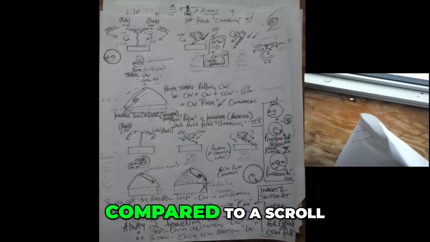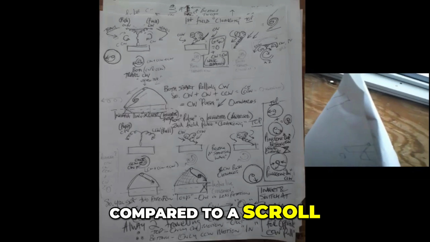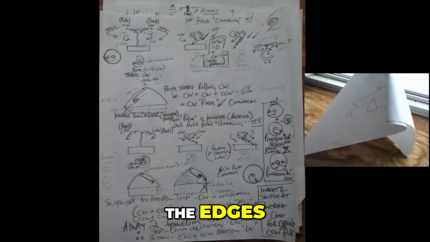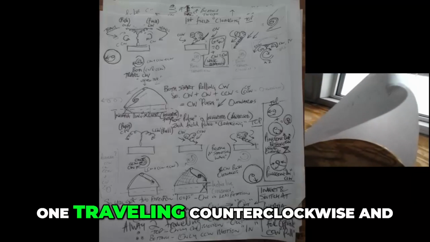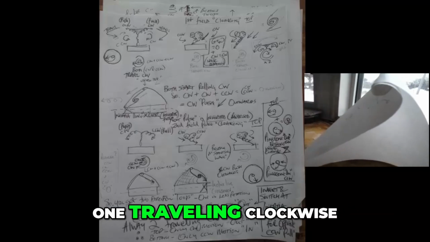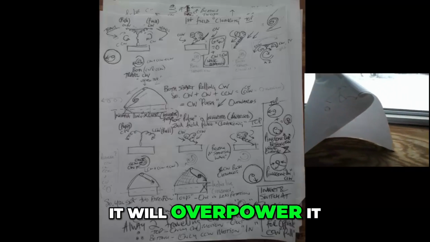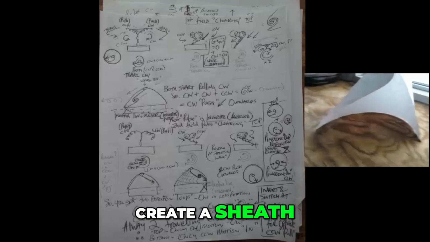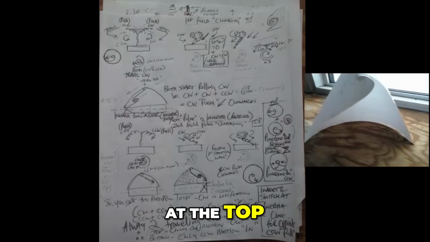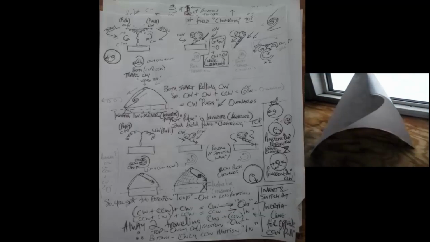Energy can be compared to a scroll. So if you unroll the edges, bring them around to the front, one traveling counterclockwise and one traveling clockwise, it will overpower it, spin over it, and create a sheath, which is why you've got that little hole at the top. But this is how you make a sphere.